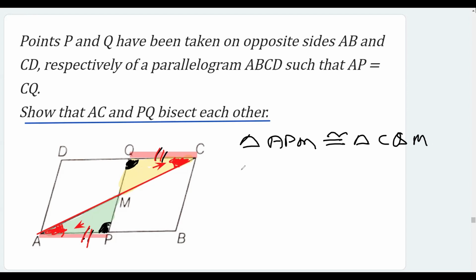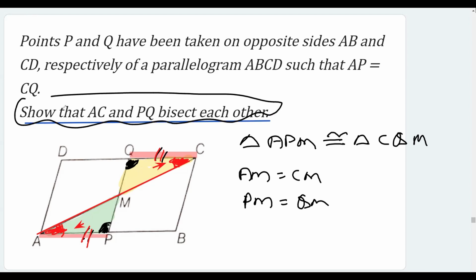And therefore from CPCT I can say AM is equal to CM, and I can also say that PM is equal to QM. That is what we needed to prove. Well, sometimes this information, even if it is not given that AP is equal to CQ, then some midpoint has to be given. Anyway, we have done this.